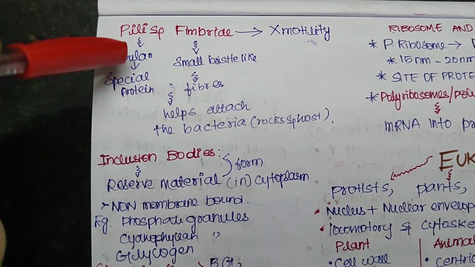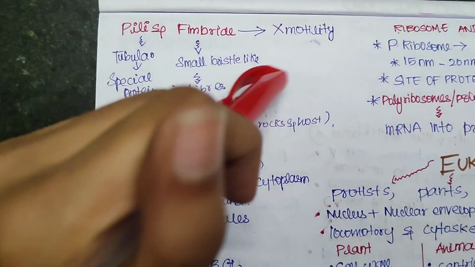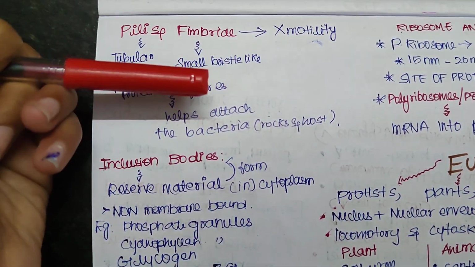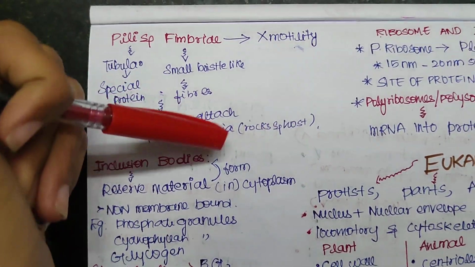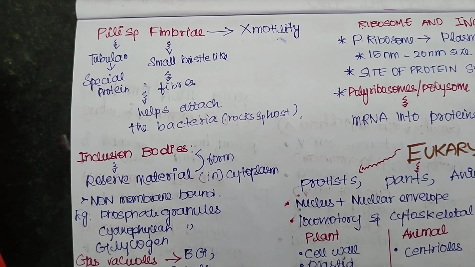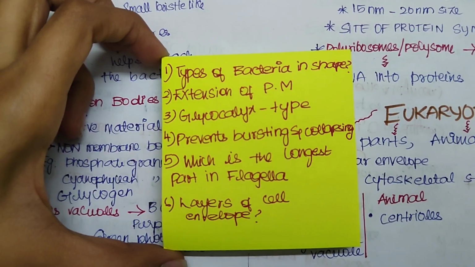These pili are of tubular structure and fimbriae are small bristle-like structures, and these are made up of special protein. In case of fimbriae, these are nothing but fibers, and they help the bacteria to attach to the rock or host wherever it wants. Okay, now we will see the questions for that page.